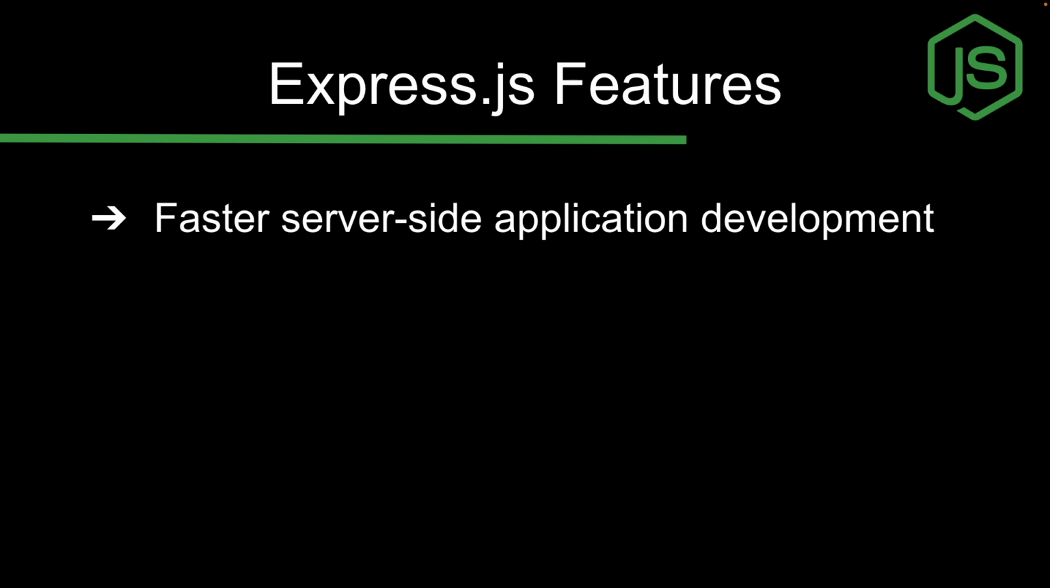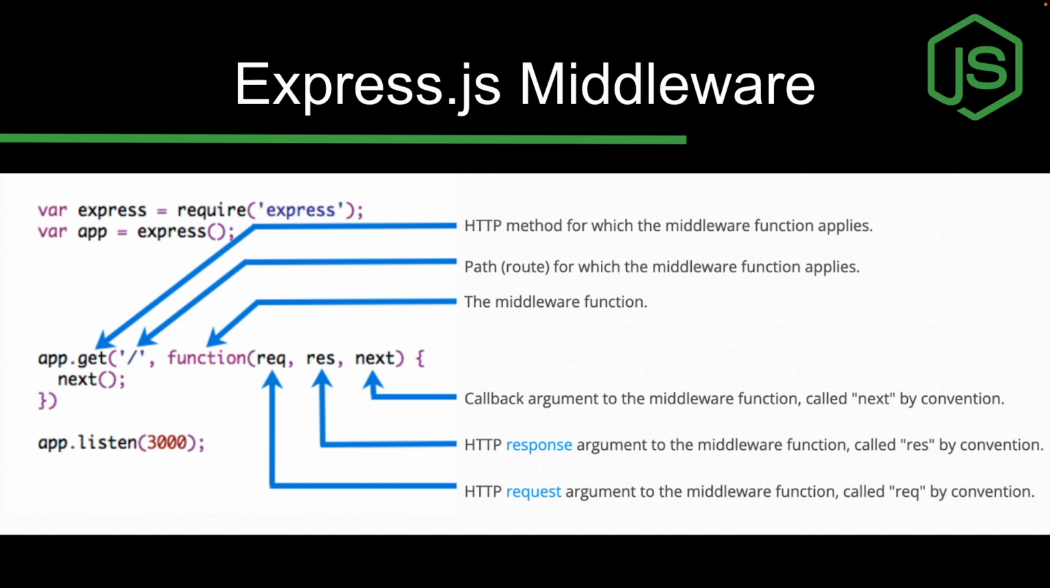Next, Express also provides different middleware functions that have access to the request object, the response object, and a next function in the application's request-response cycle. Let me give you a small example of Express middleware. In this slide, we have Express, then we create an app with the help of Express, and then you have app.get, where you provide a route into it. And the other one is the middleware function.